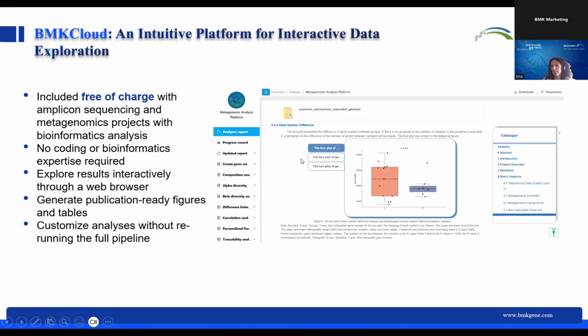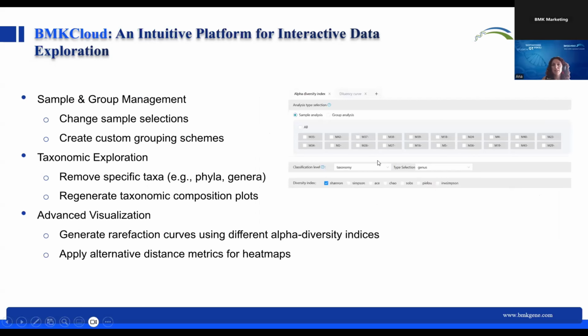As you can see, this has a user interface, a graphical interface, so no coding. It's through a web browser, so you don't need a special program or anything, just going to a web page and logging in. You can generate publication-ready figures, in images like this one. And I think this is the most relevant one from the scientific point of view: you can customize your analysis without rerunning the full pipeline. Just giving an example here, if you want to do alpha diversity, you can then do different alpha diversity methods in the BMKCloud platform.